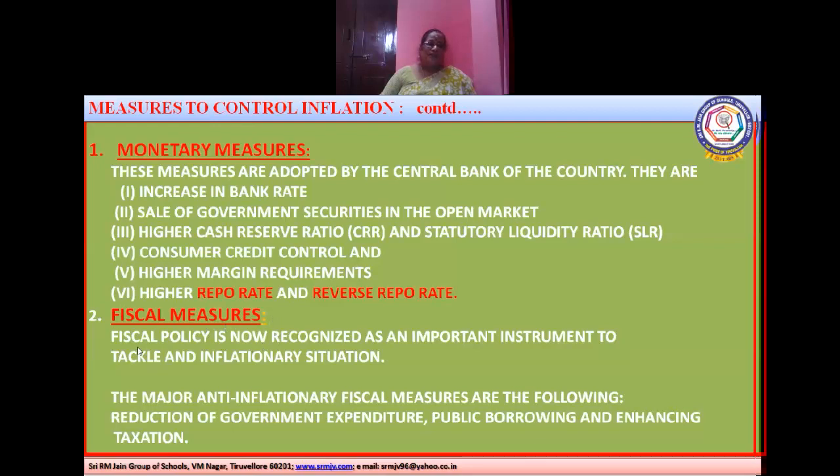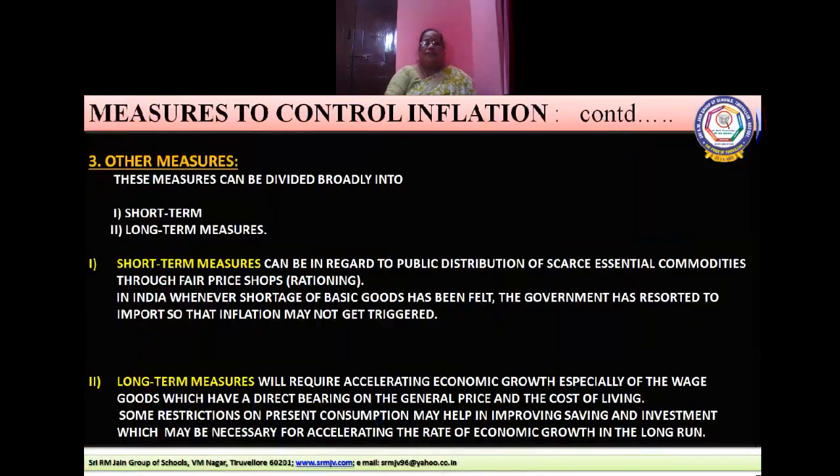Fiscal measures. Fiscal policy is now recognized as an important instrument to tackle an inflationary situation. The major anti-inflationary fiscal measures are as follows. Number one, reduction of government expenditure. Number two, public borrowing. And number three, increasing taxation. Now, let us see the other measures.